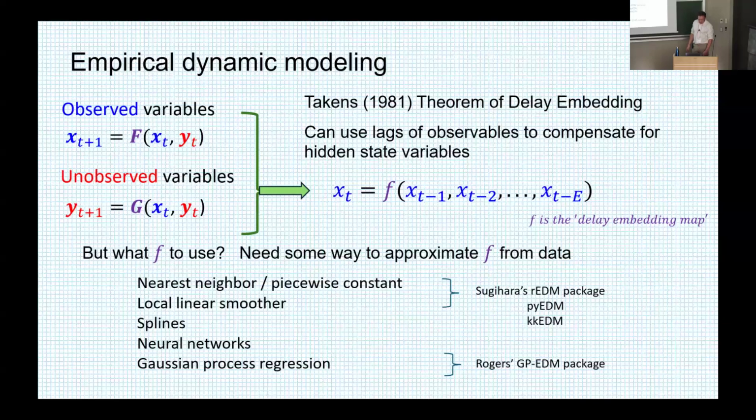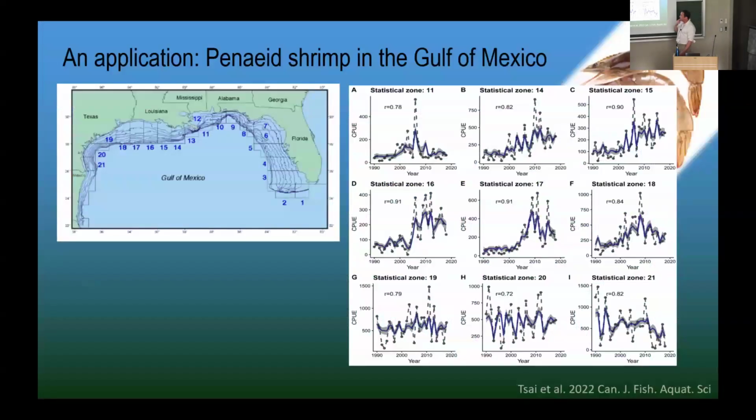Okay, so here's an example of GPEDM in practice. I'm not going to spend a ton of time on this. It's just an application of the forecasting stuff to time series for Canadian shrimps. These are shrimps in the Gulf of Mexico. There's a survey that's been looking at them for the last 30 plus years. It's nice because they're doing this in 21 different statistical zones. The shrimp are annuals, so it's 30 years, 30 generations worth of shrimp, which is great.